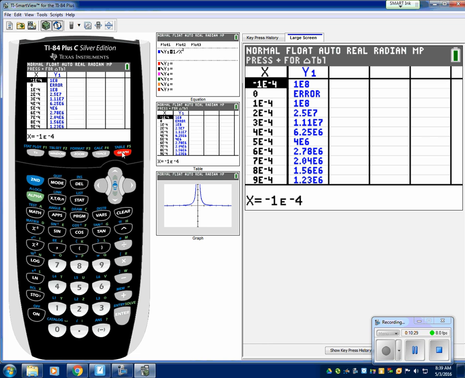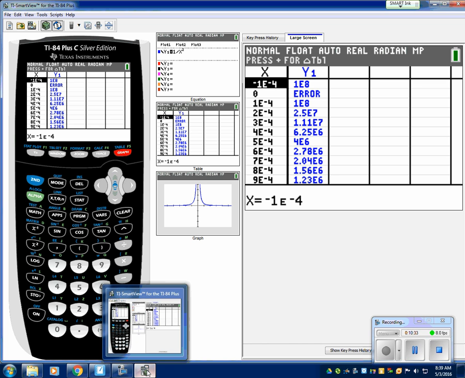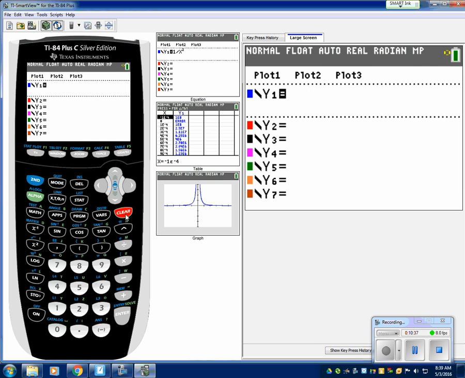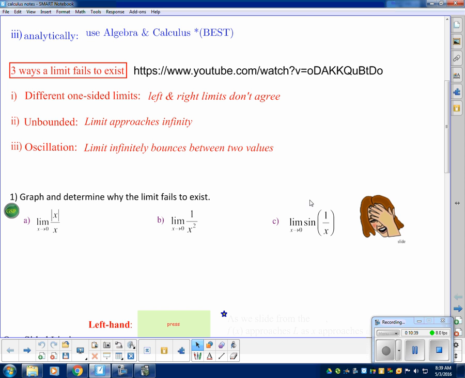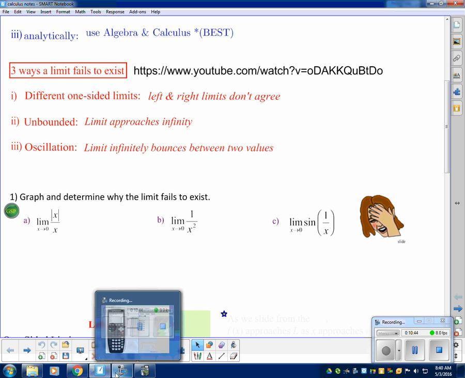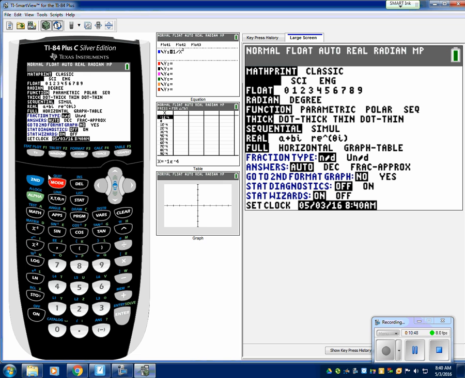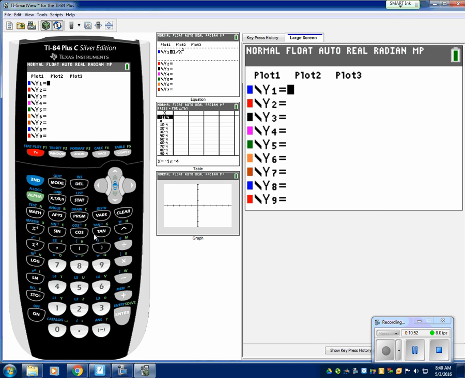Okay, the last one on there is the most interesting one, and I'll show you both on the calculator and on Desmos what it looks like. So we have, look at this last one, limit as x approaches 0 of sine of 1 over x. So make sure you're in radian mode. Check your mode, make sure you're in radian mode. Bam, right there. Then we're going to type in sine of 1 divided by x.